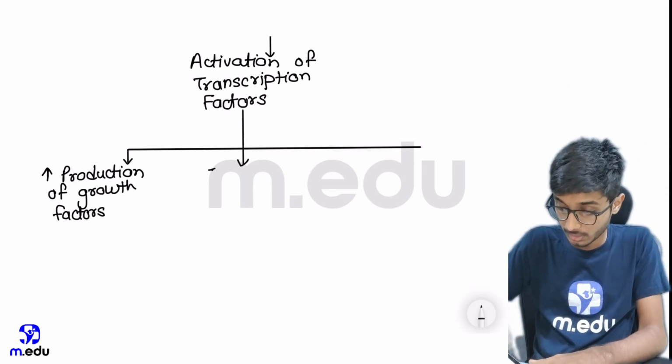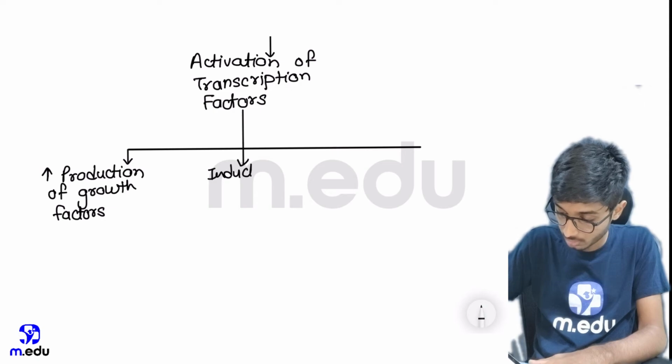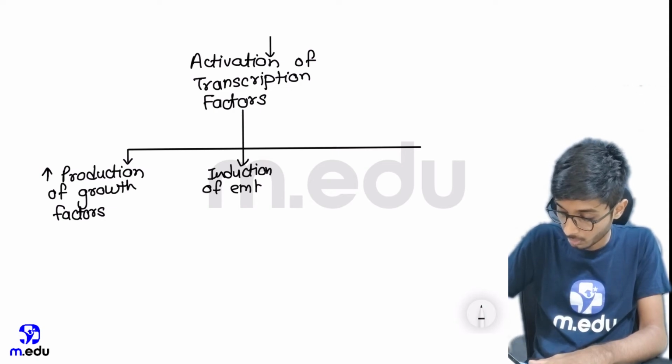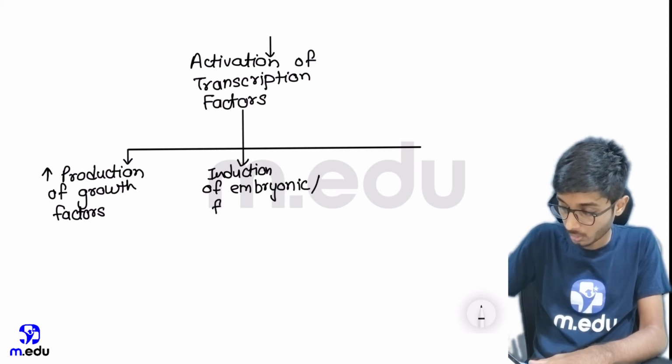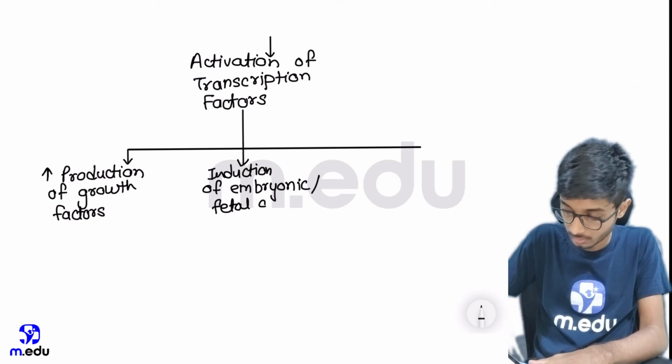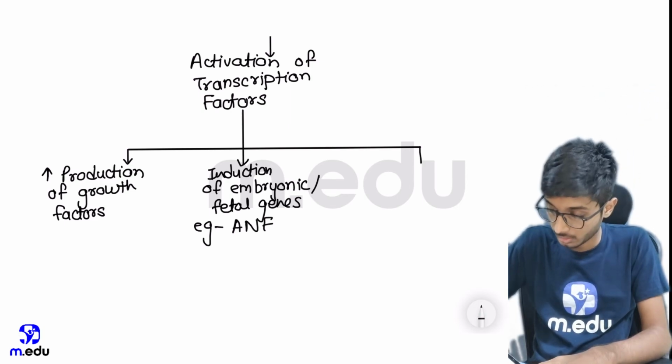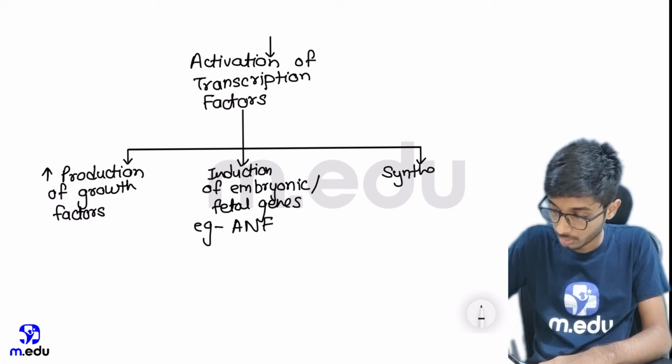Number two is the induction of embryonic or fetal genes, for instance, ANF or atrial natriuretic factor. And third is the synthesis of contractile proteins.